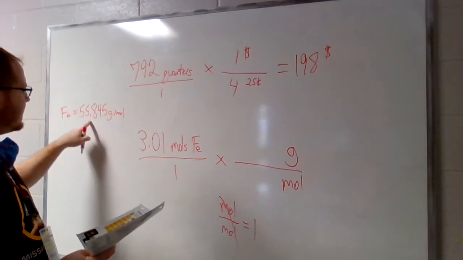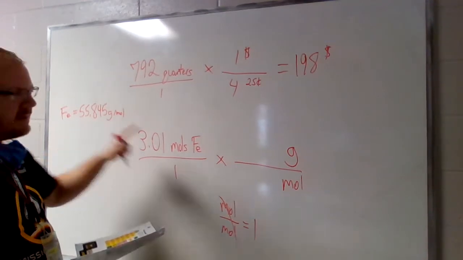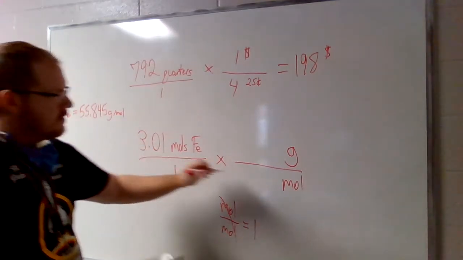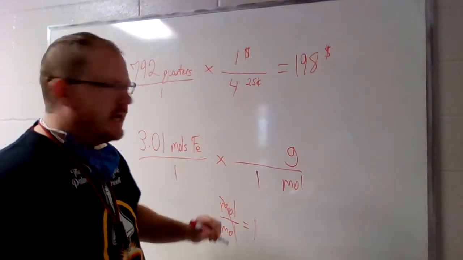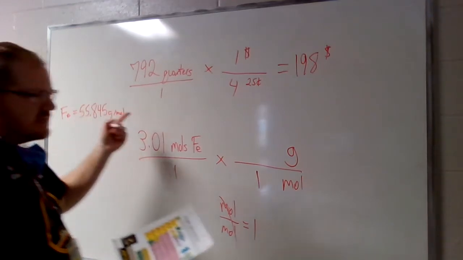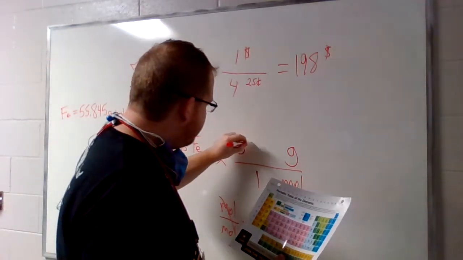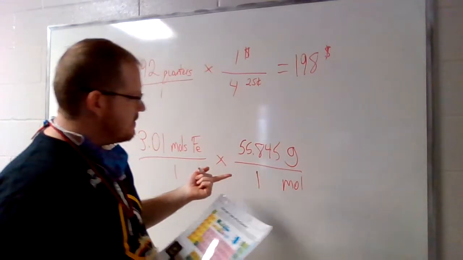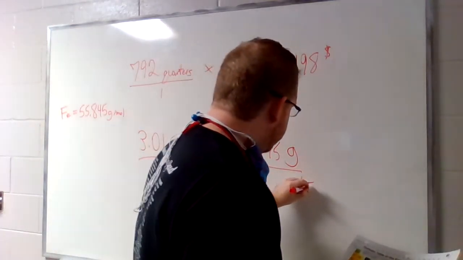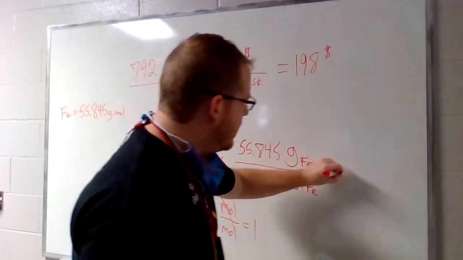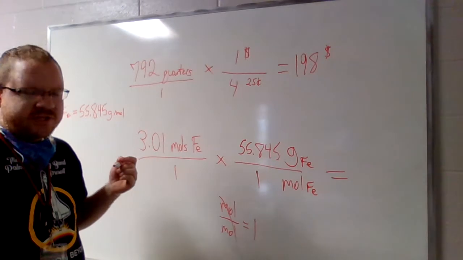And so now I'm going to take these numbers and I'm going to make my conversion factor out of this. So 1 mole is equal to 55.845 grams. And I got this off the periodic table. That's moles of iron and grams of iron. So now that's my problem. It's set up like it should be.